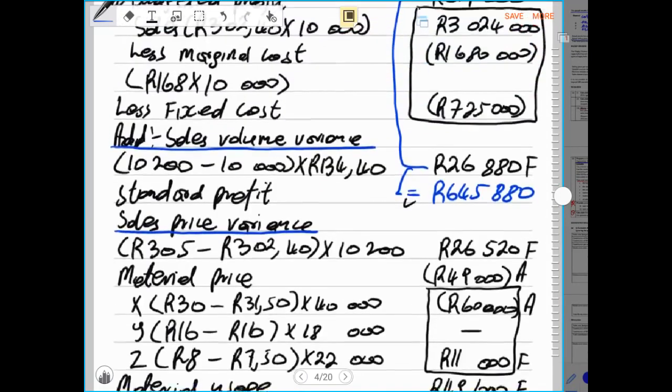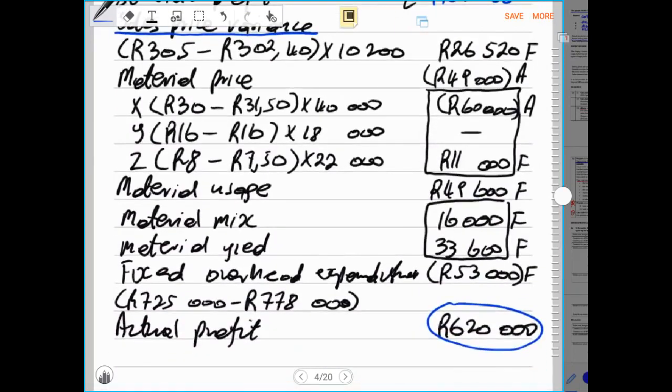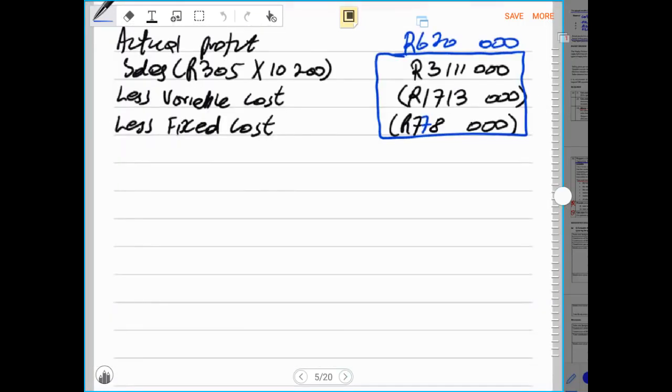We're reconciling our budgeted profit, and the reason why these two are different is because of the variances in between. If the budgeted was the same as actual, the profit would have been exactly the same. So now we have analyzed the variances and got to 620,000, which is the actual profit, and we tested whether this really is the actual profit, and it gives us the same amount. That is how you do the reconciliation from the budgeted to the actual profit.